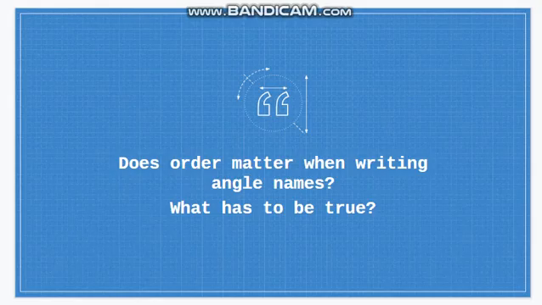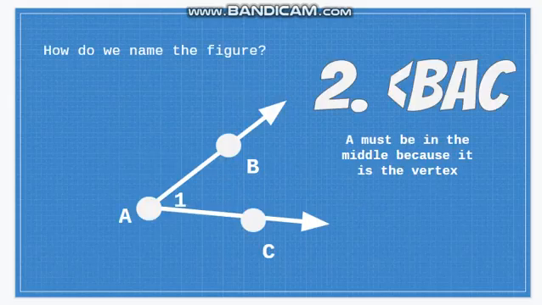Does order matter when writing angle names? What has to be true? We're going to jump back to 2 real quick. No, order does not matter, except that the vertex has to be in the middle. But we could go BAC or CAB. Just like in a line segment, we can switch these 2 around, but this one is important. The vertex has to be in the middle. So write that at the bottom of your paper. The answer to those questions are, as long as the vertex is in the middle, the other 2 points can be on either side.